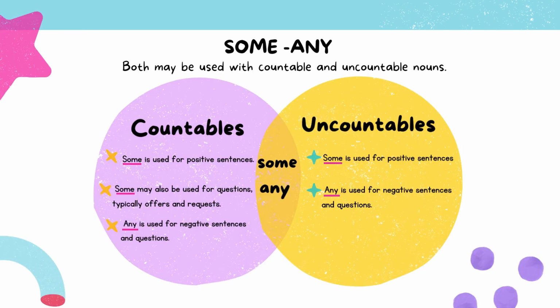Some, any. Both may be used with countable and uncountable nouns. Countables: some is used for positive sentences. Some may also be used for questions, typically offers and requests. Any is used for negative sentences and questions. Uncountables: some is used for positive sentences. Any is used for negative sentences and questions.